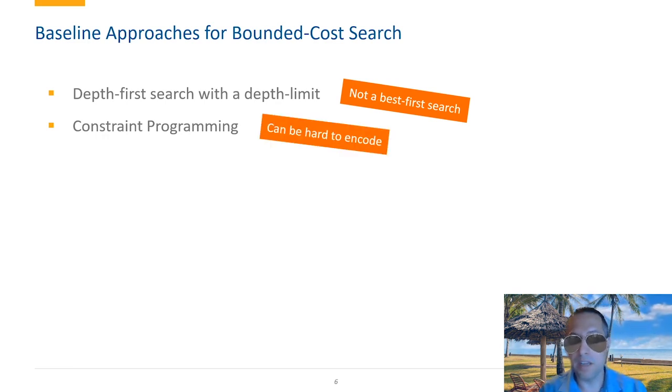In addition, if you have some sophisticated domain-specific heuristic function, it is not trivial at all to tell the constraint programming solver to use it.